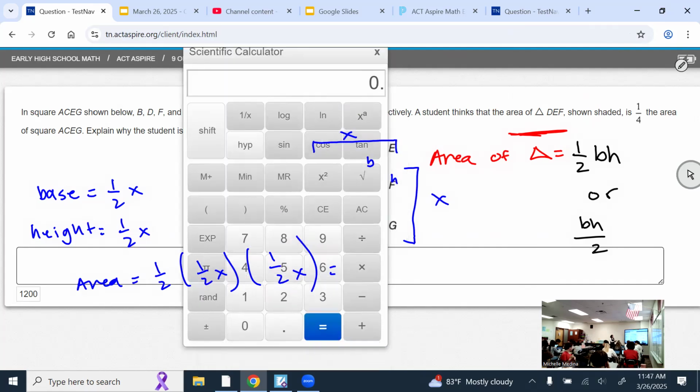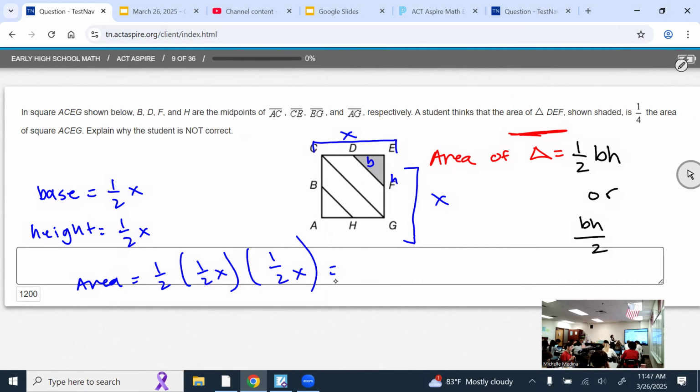But let's see. 1/2 times 1/2 times 1/2. When you multiply fractions, you can just multiply straight across. So 1 times 1 times 1 is 1. And 2 times 2 times 2 is what? So, if you use a calculator, it'll tell you it's 1/8. It is 1/8 for 1/2 times 1/2 times 1/2.